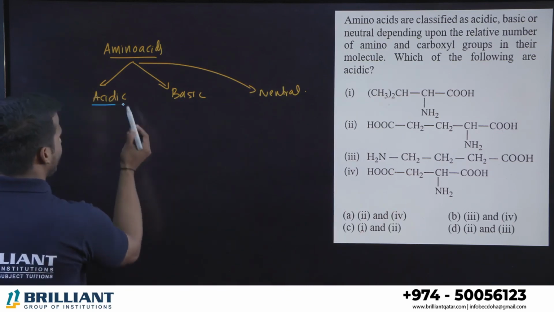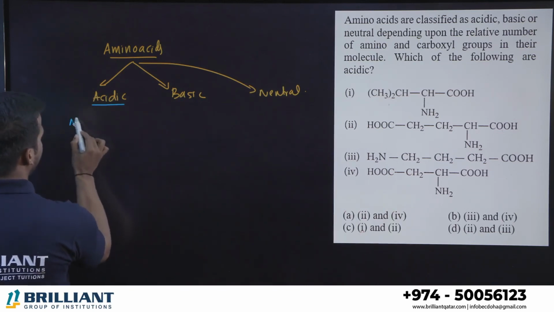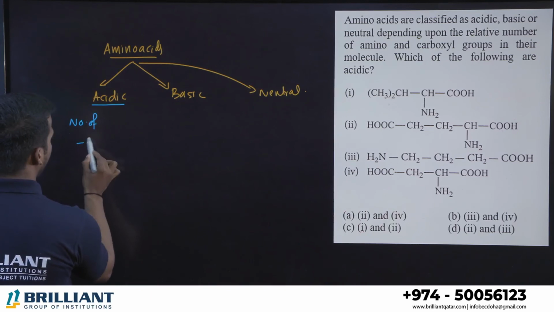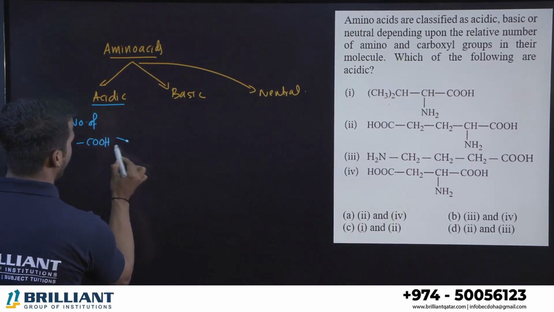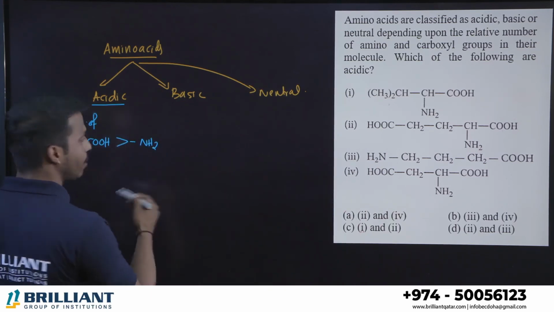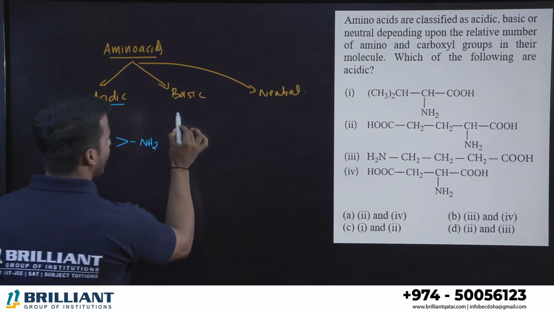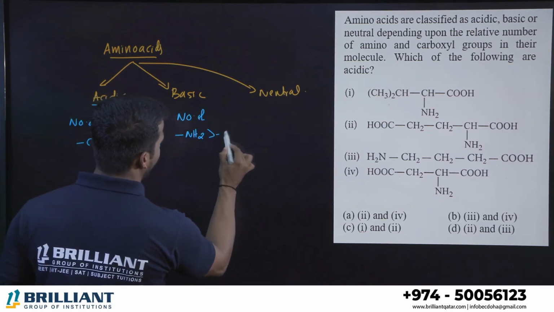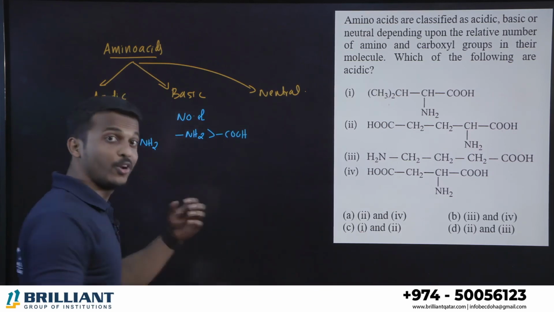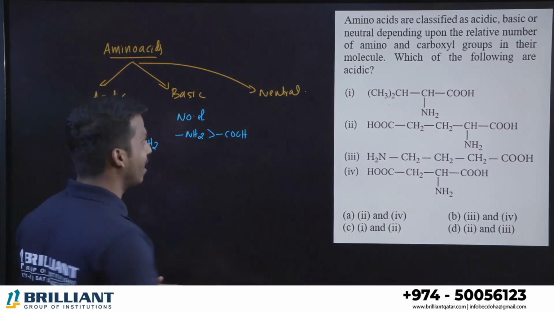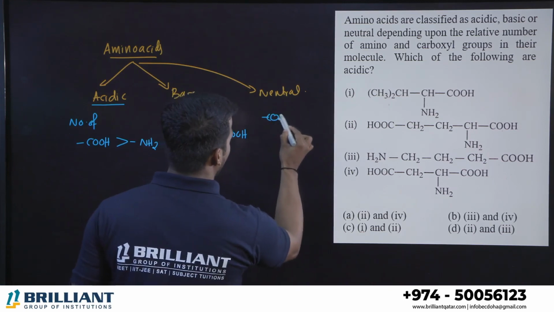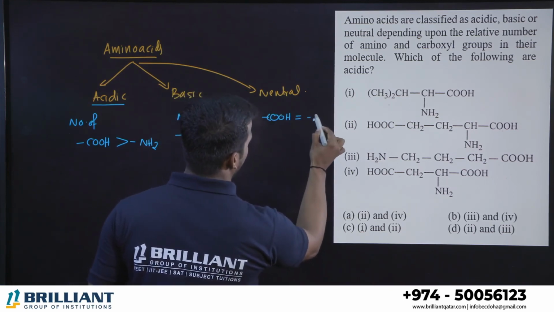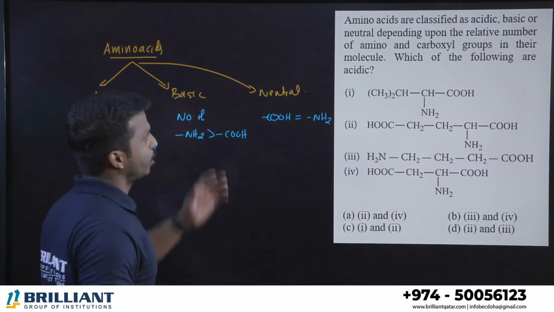If it is an acidic amino acid, we can say the number of acid groups in the compound is more than basic groups, then more acidic. Basic means the number of basic groups is more than acidic groups. Then what about neutral? What about neutral? The number of acid groups is equal to the number of basic groups. Okay, come to the point.